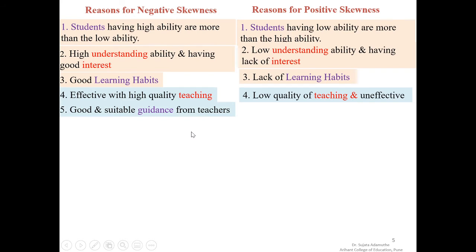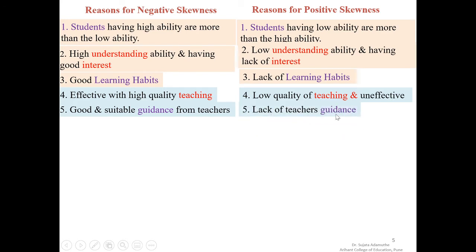The next reason may be like this: if you are getting very good, suitable, proper, adequate guidance from the teacher, then the students will score more. Automatically, if the students have good scores, the highest point will come on the positive side, and we will observe the negative skewness in the curve.